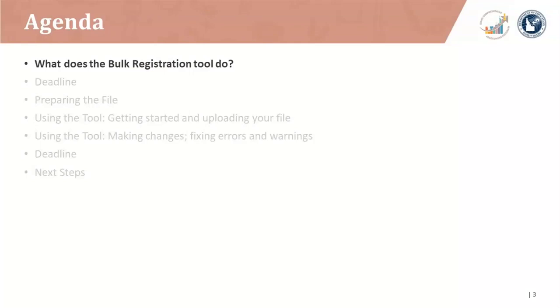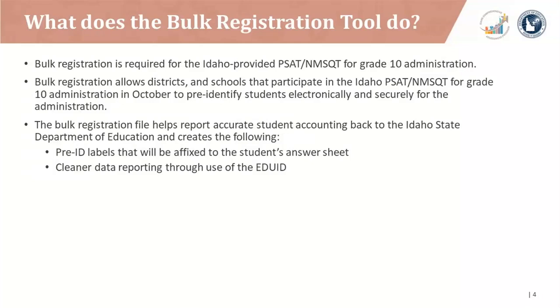So what does the bulk registration tool do? Bulk registration is required for the Idaho-provided PSAT NMSQT for Grade 10 administration, and it allows districts and schools that participate in this administration in October to pre-identify students electronically and securely for the administration. The bulk registration file helps report accurate student accounting back to the SDE and creates pre-ID labels that will be affixed to the student's answer sheet and helps create cleaner reporting of data.